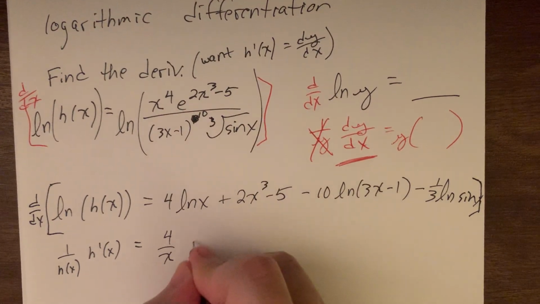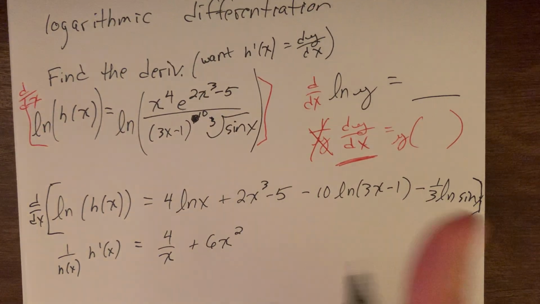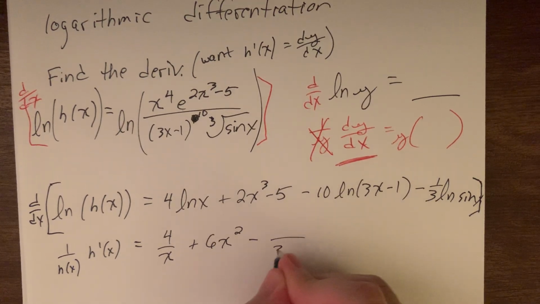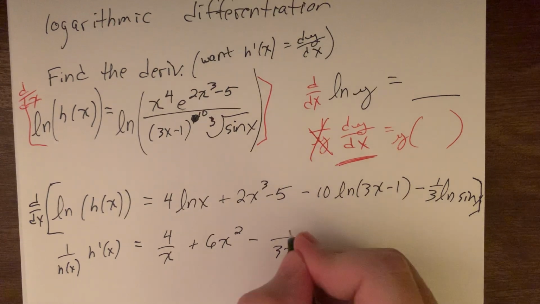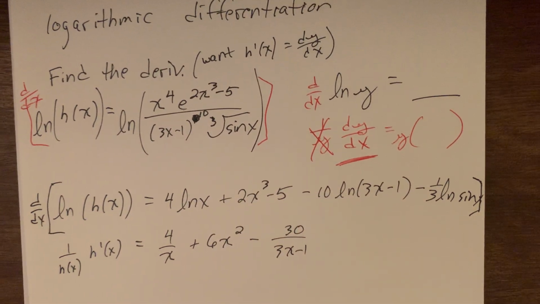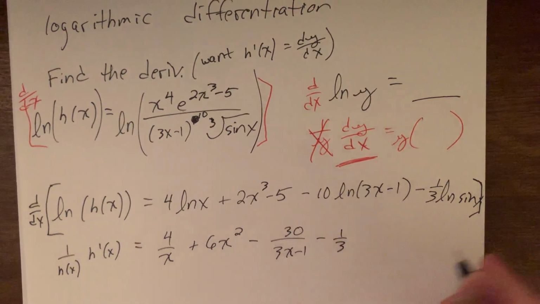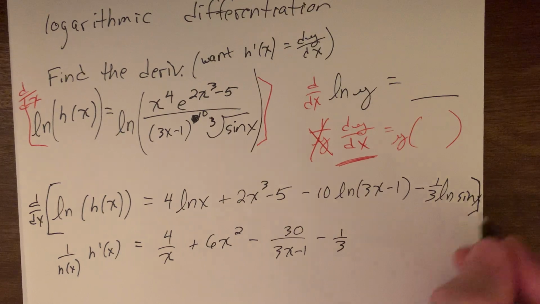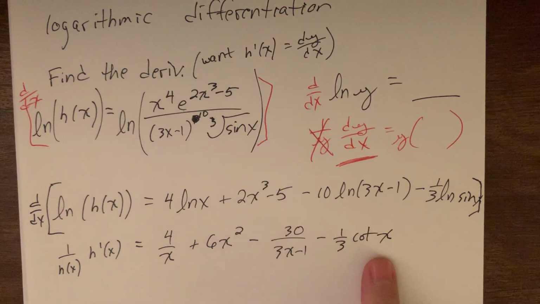So this derivative, I get a 6x squared minus 0. Here, minus 10, 1 over 3x minus 1 times an extra 3. That 10 and 3 can go in the numerator as a 30. Last, minus 1/3, 1 over sine times the derivative of sine, which is cosine. Cosine over sine, that's fine. I'm going to write it as cotangent.